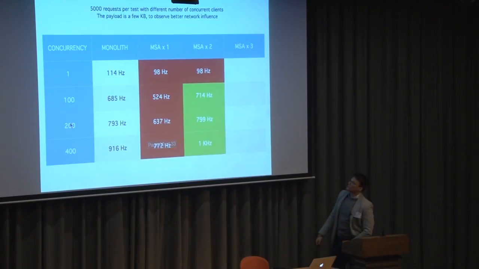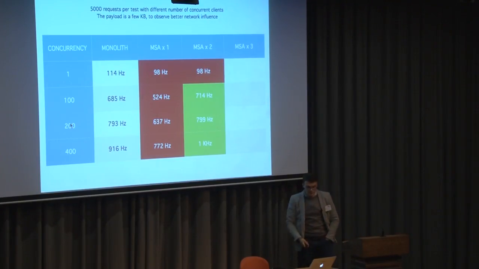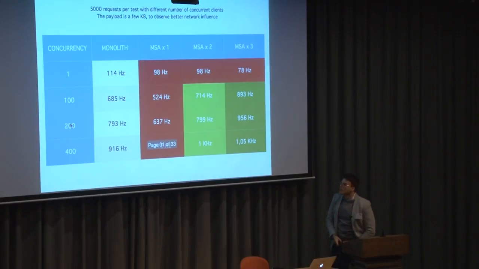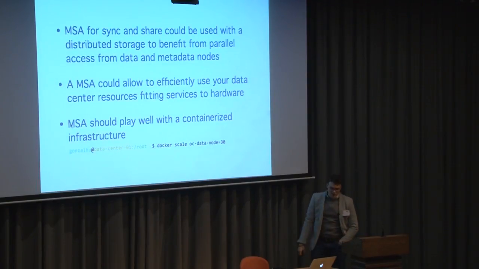So I decided to see what are the costs of using a microservice-oriented architecture against the monolithic one. So I ran a profile. I launched 5,000 requests with a different number of concurrent clients. The payload of the profile was really little, because I wanted to see the network influence, not the CPU performance. So with the monolithic approach, these are the requests per second here. So 114, 685, etc. And this is with the monolith.